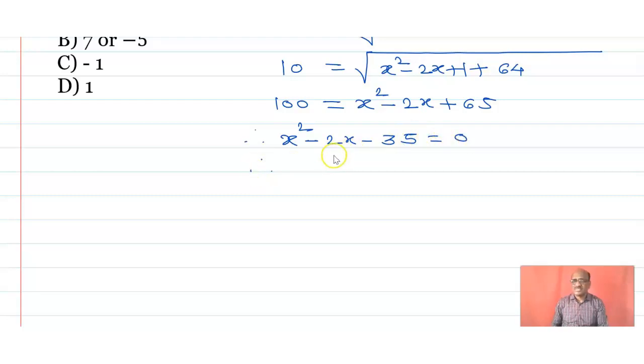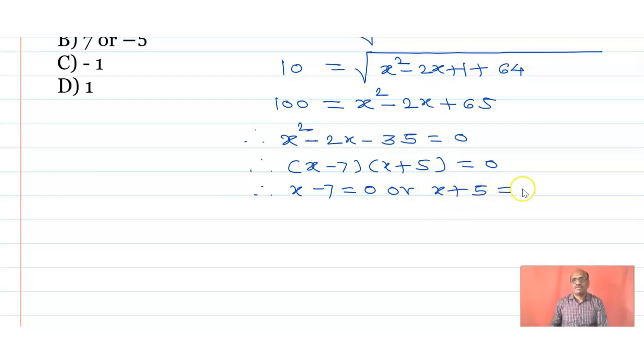पुन्हा याचे फॅक्टर्स डिफरन्स किती पाहिजे? -2 पाहिजे आणि मल्टिप्लिकेशन -35. ओके, and therefore x minus 7 and x plus 5 that is equals to 0. Therefore x minus 7 is equals to 0 or x plus 5 is equals to 0. Therefore which one is the correct one? x is equals to 7 or x is equals to -5.